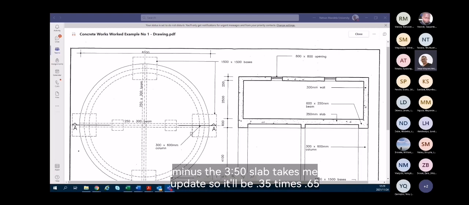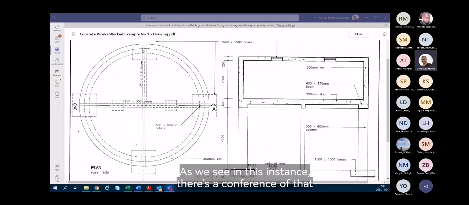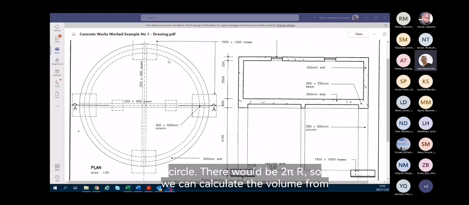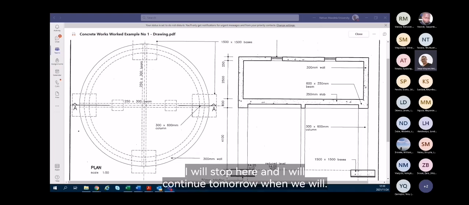So it will be 0.35 times 0.6 times 0.25 times pi times 2, because the formula for the circumference of a circle, as we see in this instance, would be 2 pi r. So we can calculate the volume from that. I will stop here, and I will continue tomorrow when we will further explore.